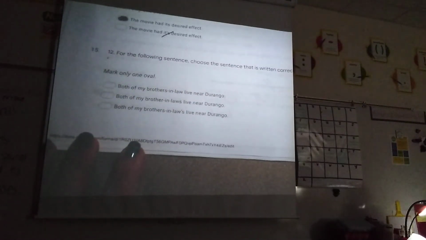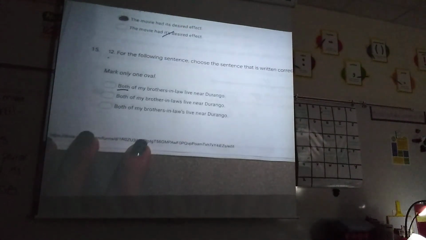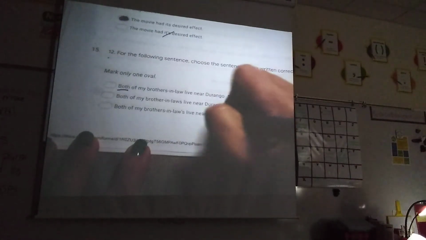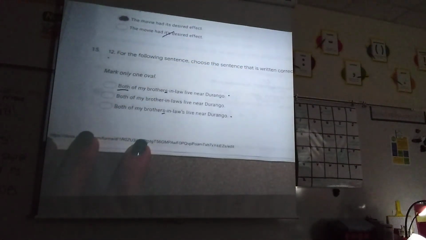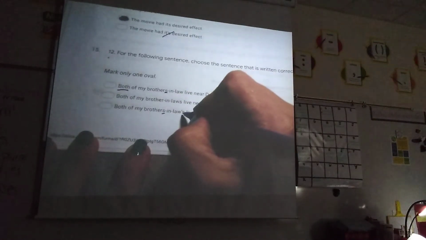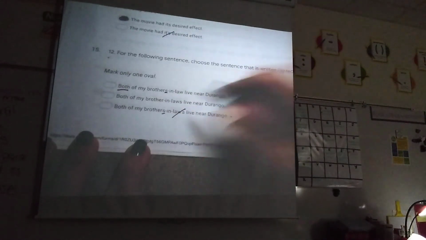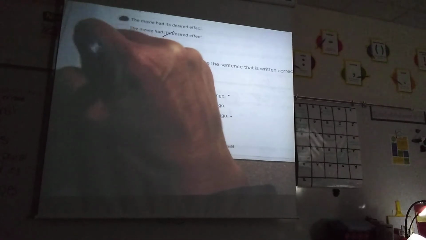Number 12. Both my brothers-in-law live in Durango. So we have to look again. How many brothers are we talking about? Both would tell us that there's more than one. So now we're left with the first or the third option. We would be talking about brothers. Now are we talking about specifically these brothers? But if we have multiple brothers, we couldn't have singular possession. So that's not going to work. So we're left with both my brothers-in-law live near Durango. So that would be our correct answer for that.